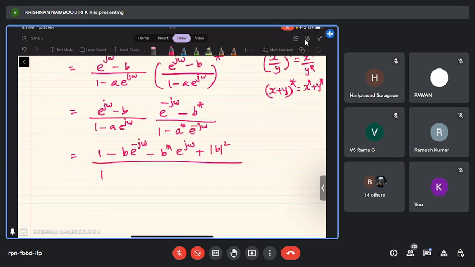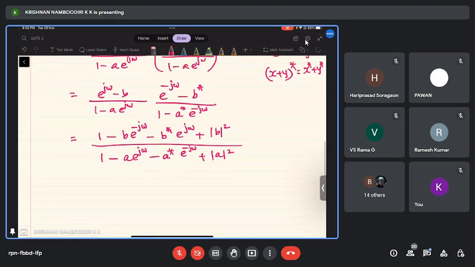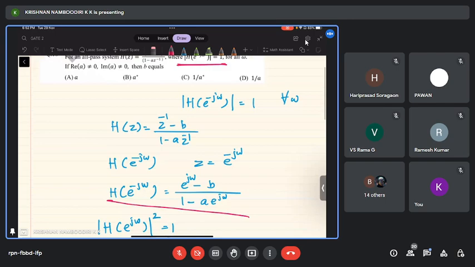And the next one is 1 into 1 is 1, minus a e power j omega, minus a star e power minus j omega, plus magnitude of a square. Correct? Because minus a e power j omega into minus a star e power minus j omega is modulus of a square. e power j omega and e power minus j omega will get cancelled out. Correct? Now, by simply observing the numerator and denominator, what do you think b equals from these four options?